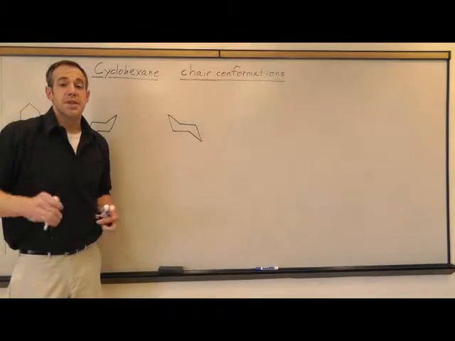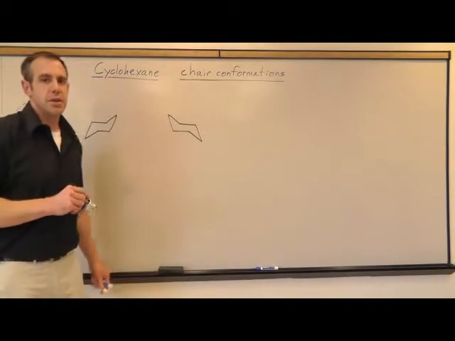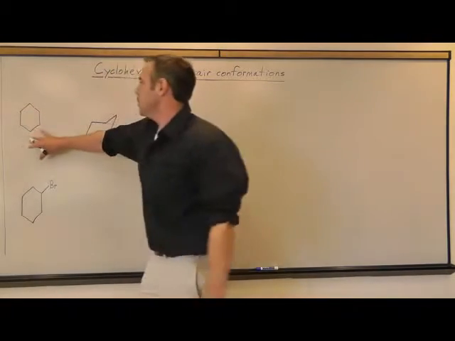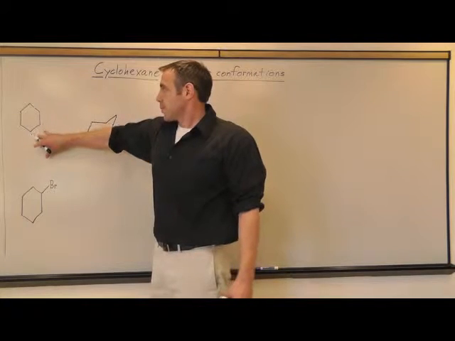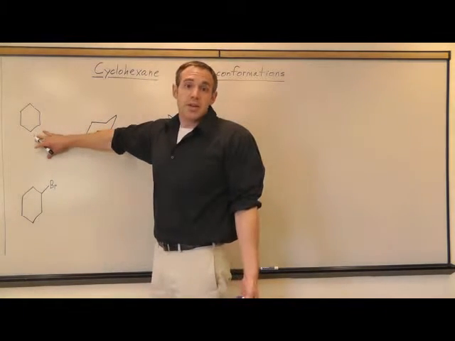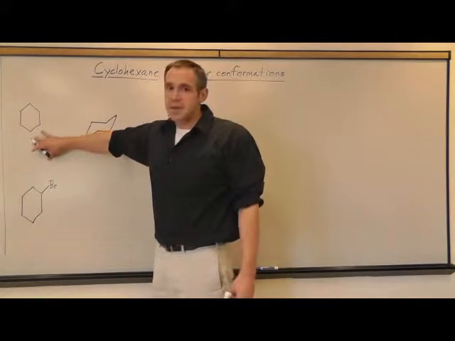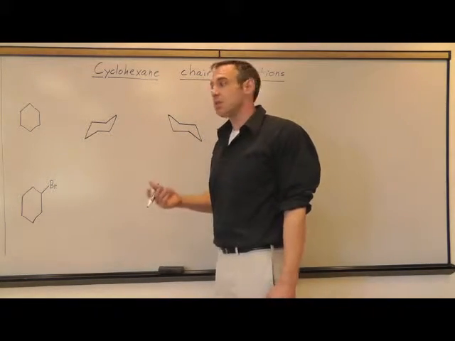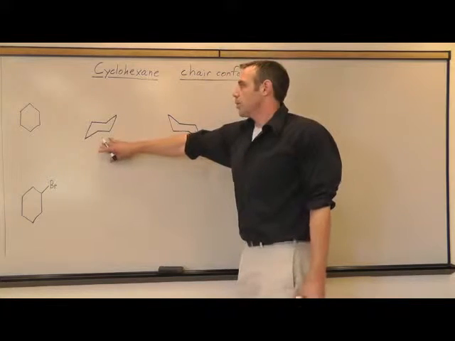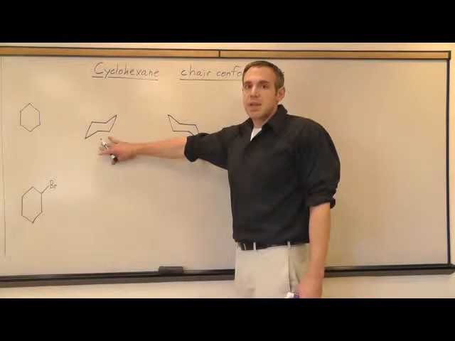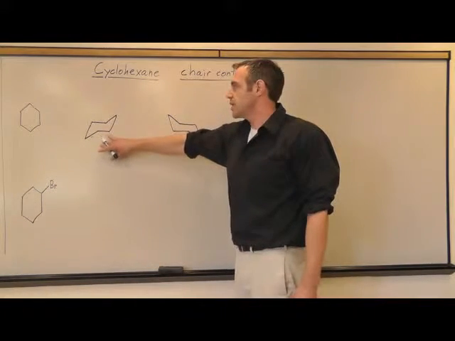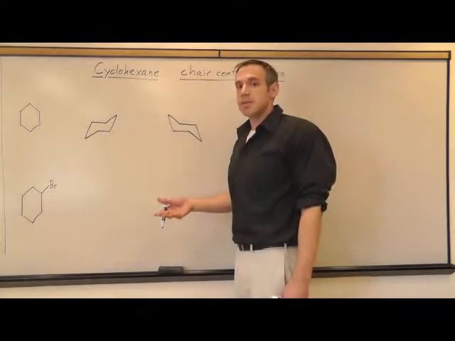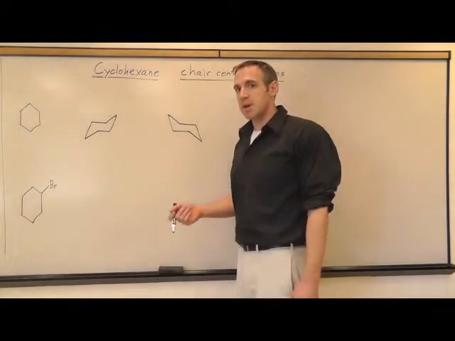Today's lecture is on cyclohexanes and chair conformations. When we first start out with cyclohexane, we have a planar looking drawing, but it does not accurately represent the three-dimensional structure of cyclohexane. What is better to use to represent the true structure of cyclohexane are called chair conformations. These are the most stable conformations for a cyclohexane molecule.